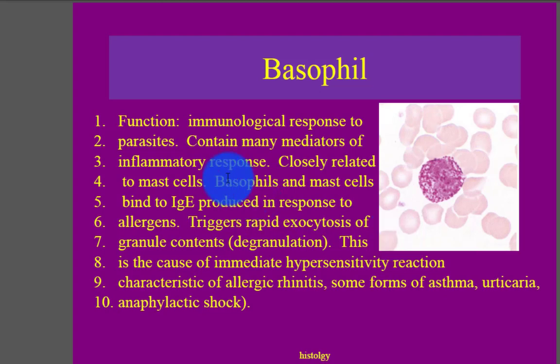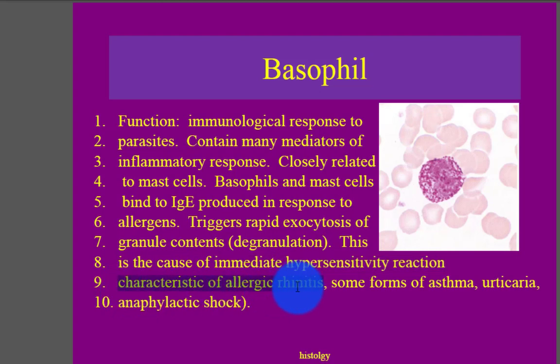Basophil function: immunological response to parasites. They contain many mediators for the inflammatory response and are closely related to mast cells. Basophils and mast cells bind IgE produced in response to allergen, triggering rapid exocytosis of granules, called degranulation. This is the cause of the immediate hypersensitivity reaction.